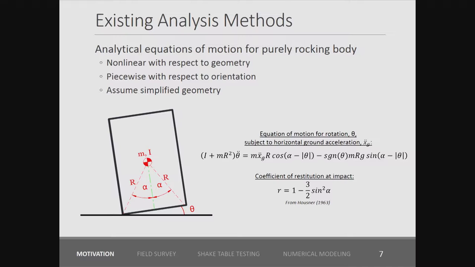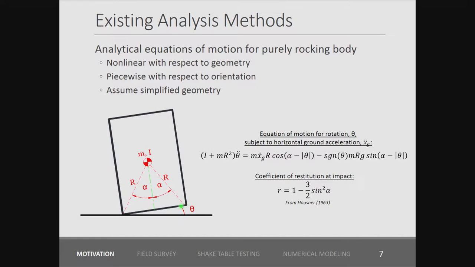The equation of motion for the rocking, which again is shown here by this theta term or rotation about its base, is further parameterized by a rocking radius or a size type parameter r, as well as the mass and the mass moment of inertia. This equation of motion is valid for rotation about the shown rocking point. Once a peak is reached and the block falls back into contact with the foundation, it will then begin rocking or rotating about the opposite rocking point. Hence, the piecewise nature shown by this signum function.